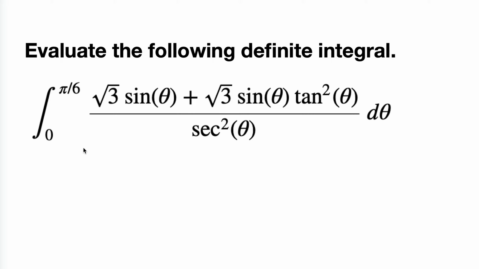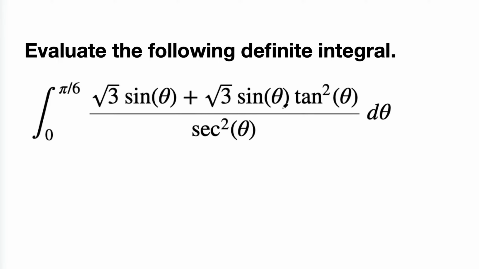Following definite integral. So we have a definite integral from 0 through pi over 6 of this fraction. We don't have a fraction rule for integrals, so first off, we need to get rid of this fraction. One way to get rid of a fraction is to split it into two fractions, like root 3 sine theta over secant square theta plus the whole thing divided by secant square theta. But I don't see any cancellations if I split into two fractions.